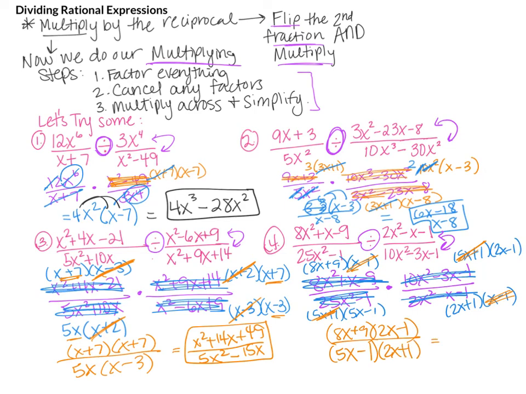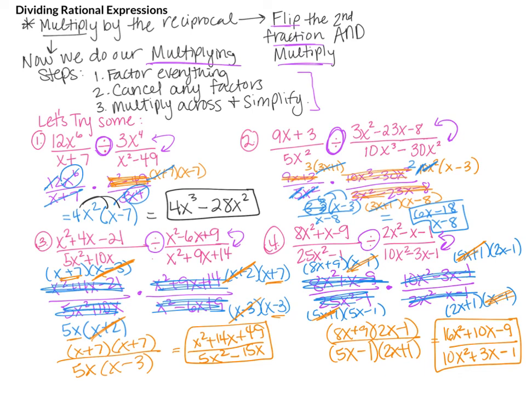So if I wanted to simplify all that, multiply it back out, I'd end up with 16x squared plus 10x minus 9 over 10x squared plus 3x minus 1. All right, so that is how we are going to divide rational expressions. It's one extra step to multiplying. So the good thing is it's only one more step to multiplying. The bad thing is I still have to know how to multiply those rational expressions.